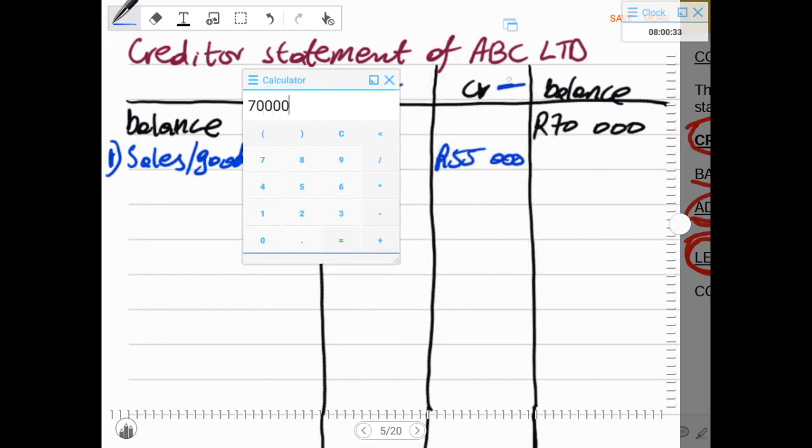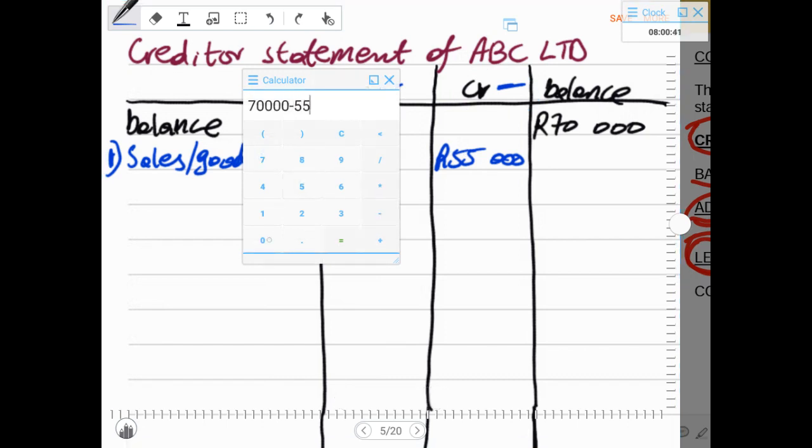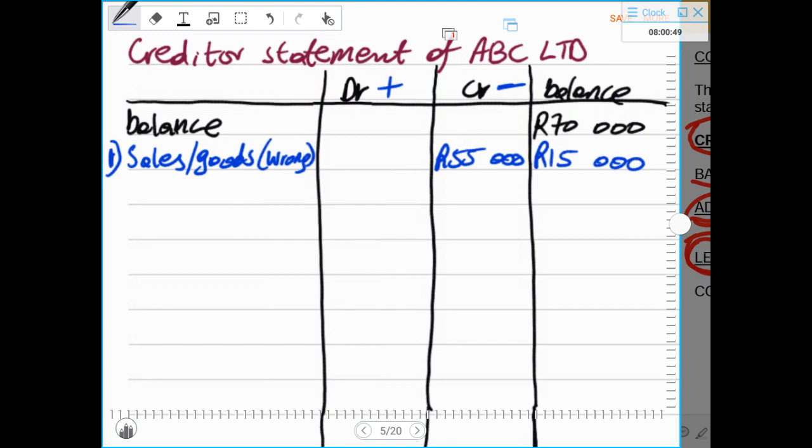Then after we have 55,000 recorded on the credit side of the statement. Therefore now it's a negative, minus 55,000 rands. This means the balance that will be left will be 15,000 rands after the recording of 55,000 rands. So now we have to make a correction in this case.